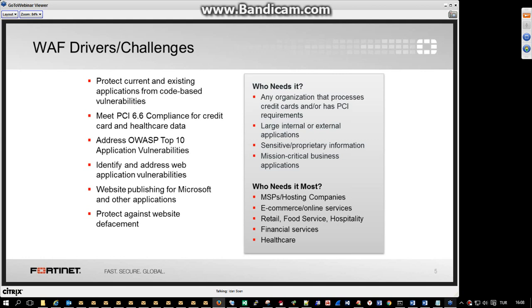The challenges here and the drivers, obviously you need to protect current and existing applications from code-based vulnerabilities. PCI is a big driver. PCI 6.6 is a big driver for the WAF market, because what it really says is that if you're using credit cards on your applications, if you're holding credit card numbers, then you need to have a type of WAF in front of the applications. That's PCI 6.6, and that's really one of the biggest drivers of a WAF.